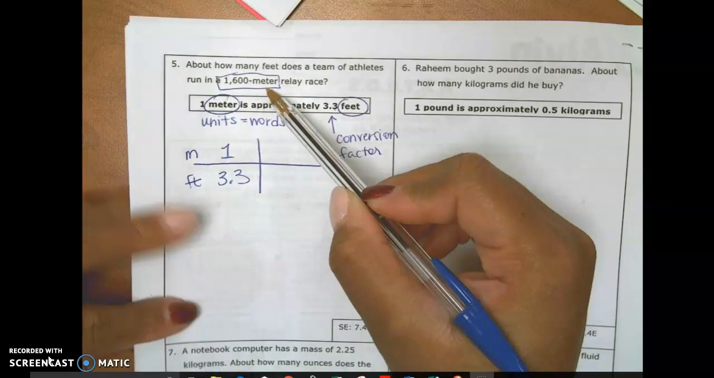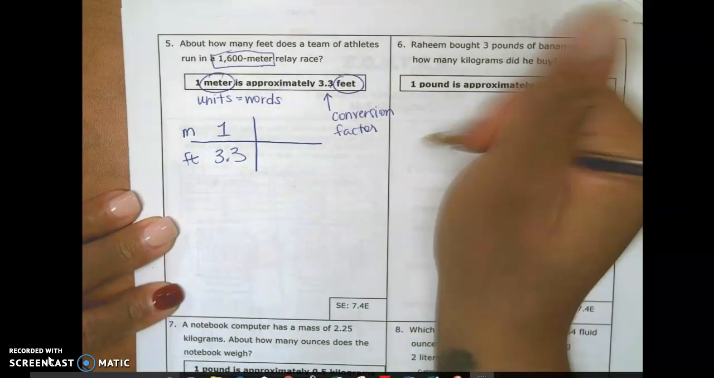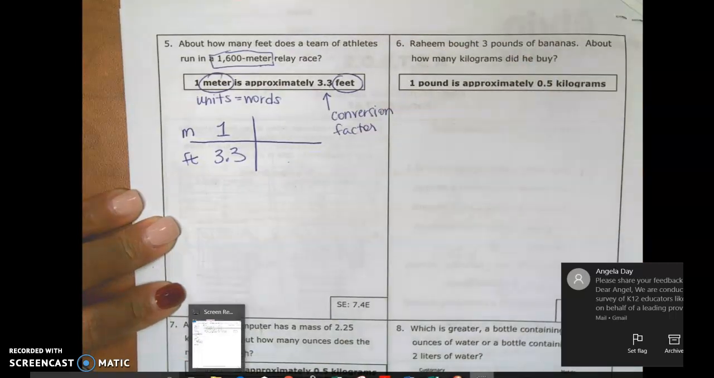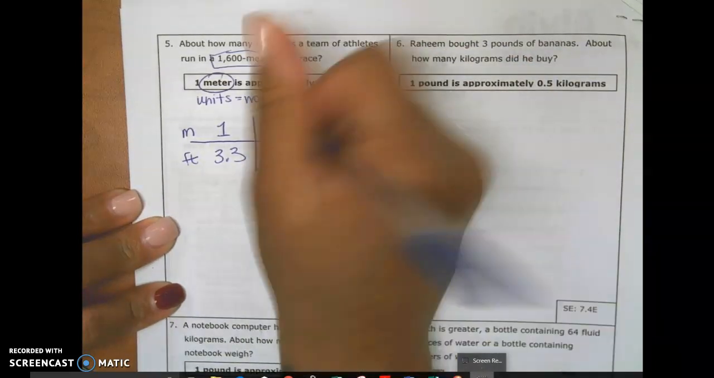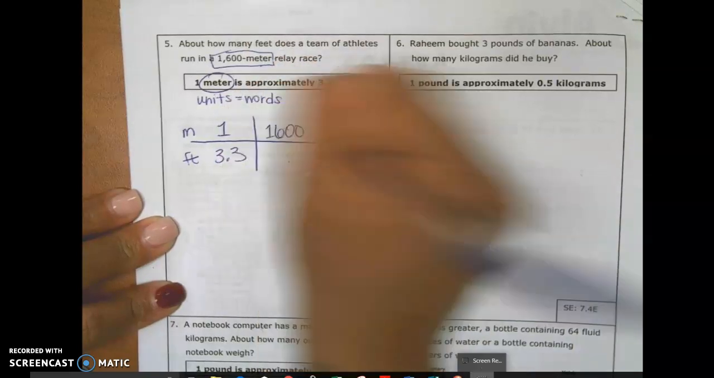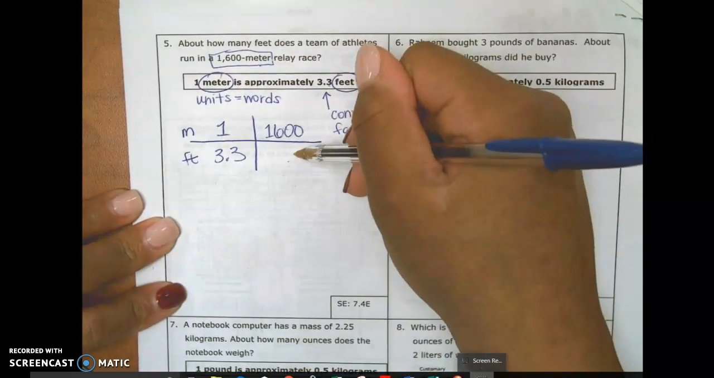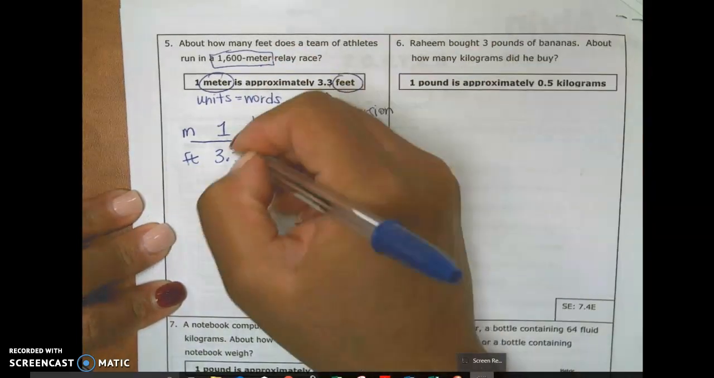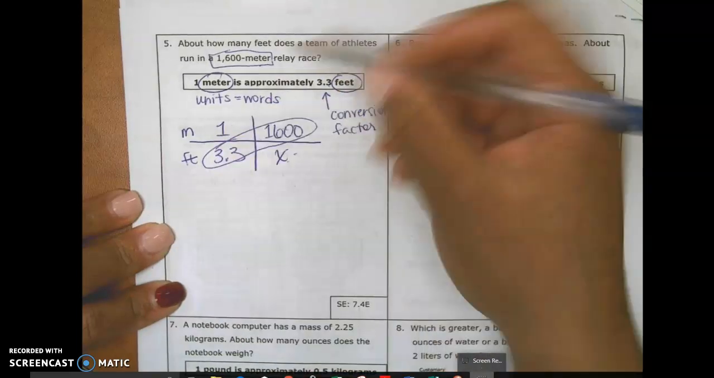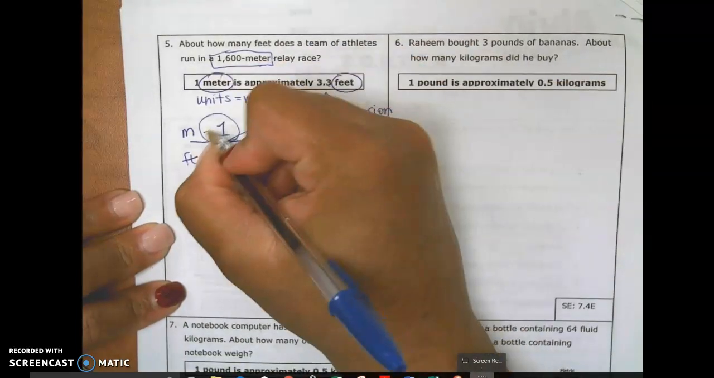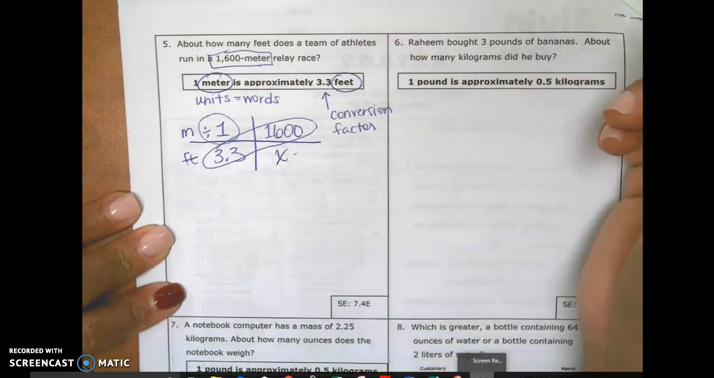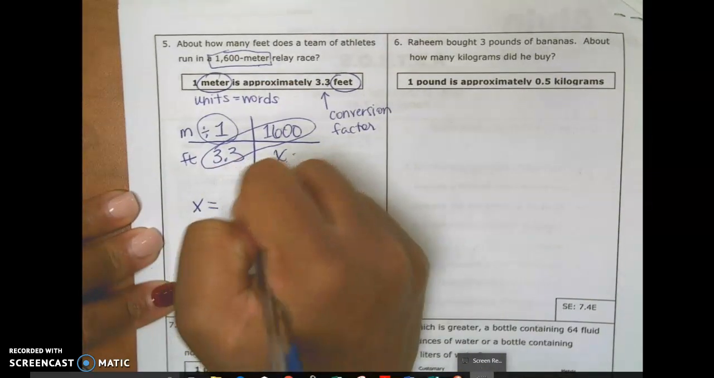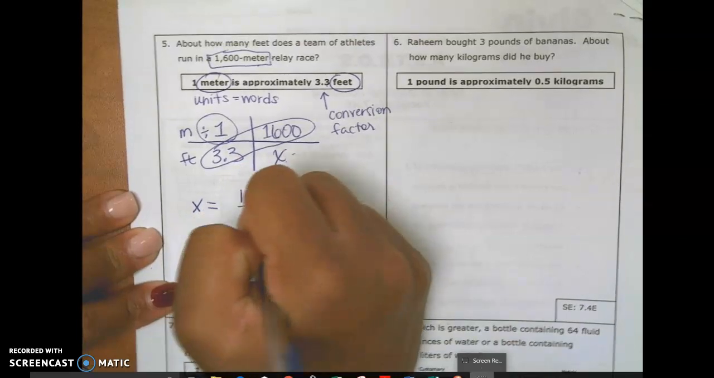1,600 goes with meters. So does that go on the top or the bottom? The top. Do I know how many feet that is? I don't know, so I put an X there because that's my variable. Cross multiply and divide, but if I'm just dividing by 1, I only need to multiply. So X equals 1,600 divided by 3.3.